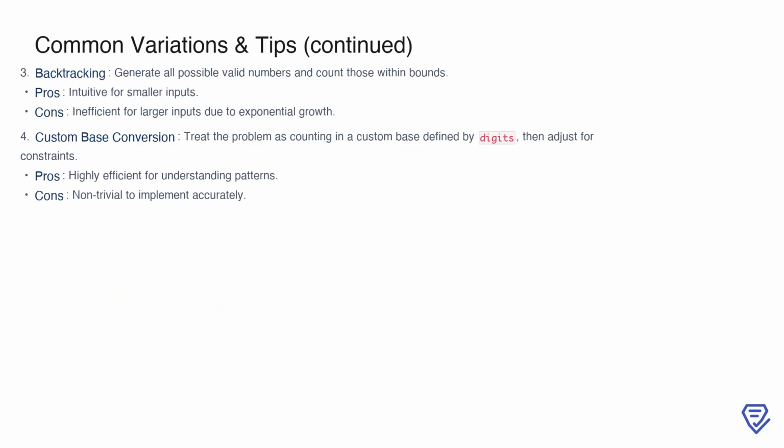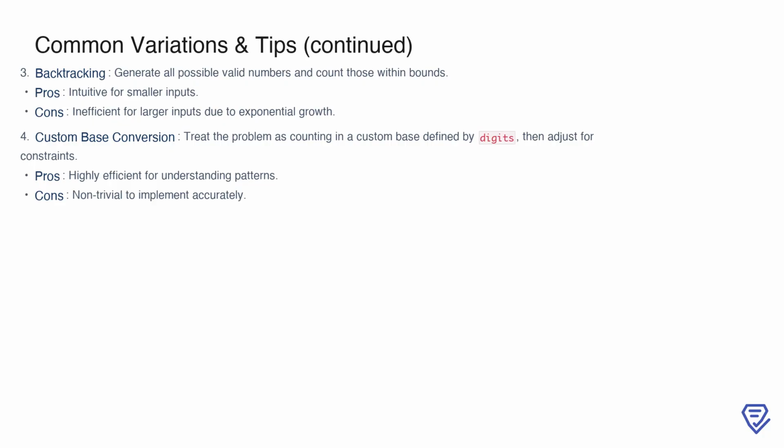Another approach to consider is backtracking, which involves generating all possible valid numbers and counting those that fall within the bounds. While this method is intuitive and works well for smaller inputs, it becomes inefficient for larger inputs due to exponential growth in possibilities.